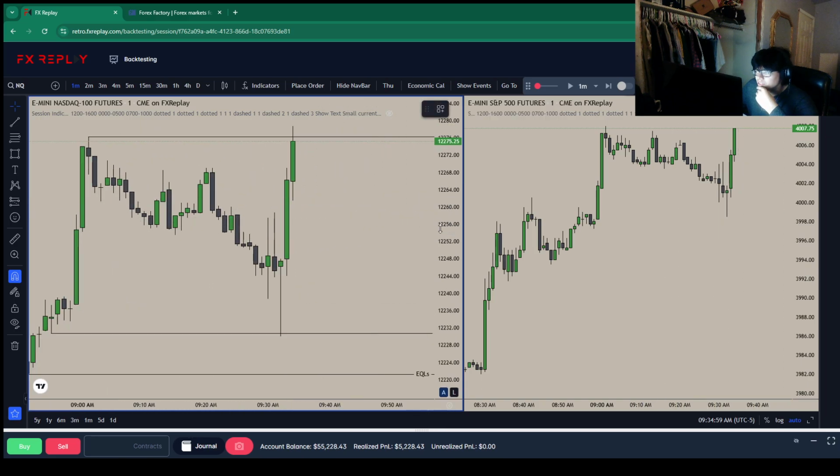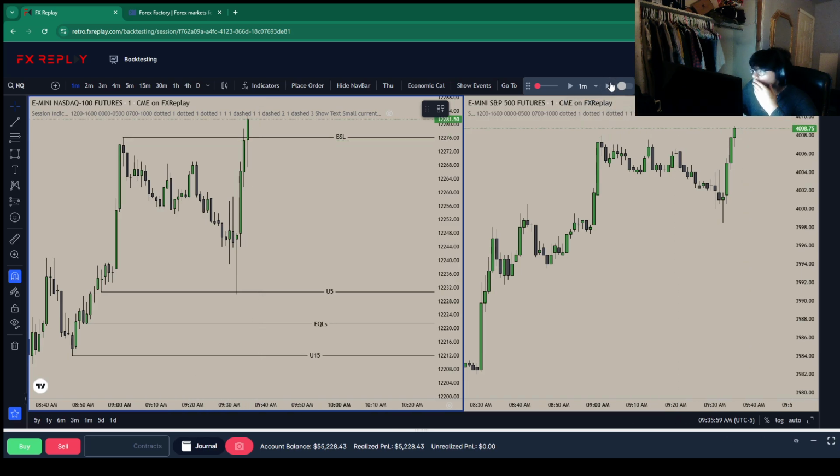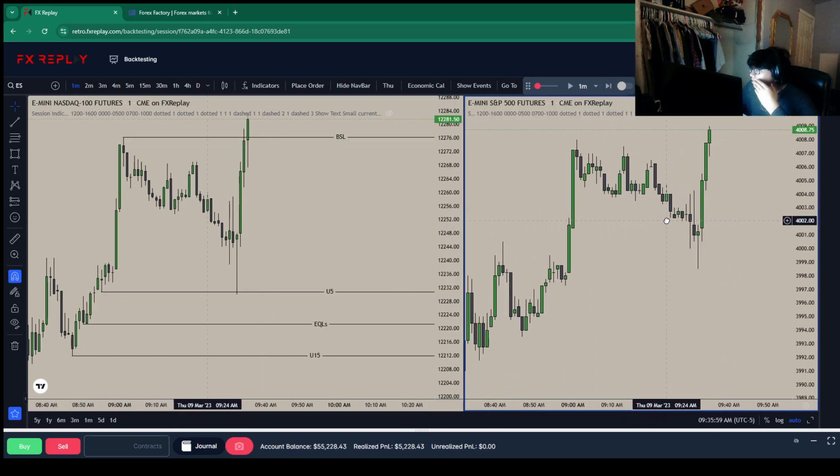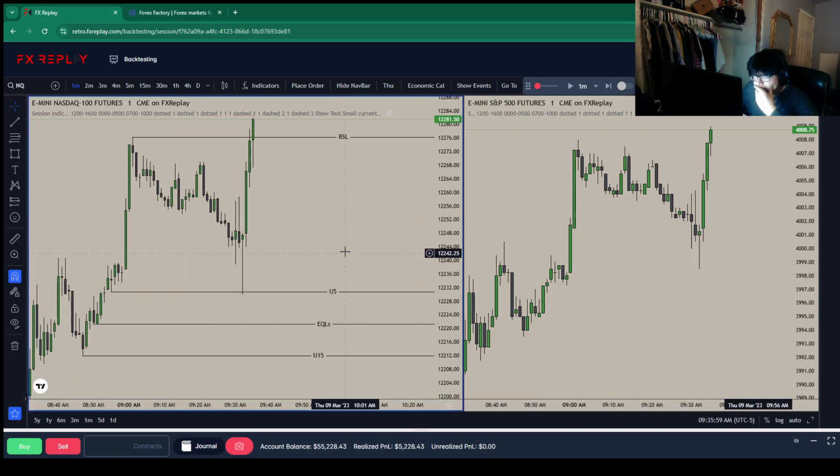Hopefully we don't get too much displacement here through this high. That'll be a really good sign. And then we could look for a low. And again, they're following pretty correlated, right? This is good.